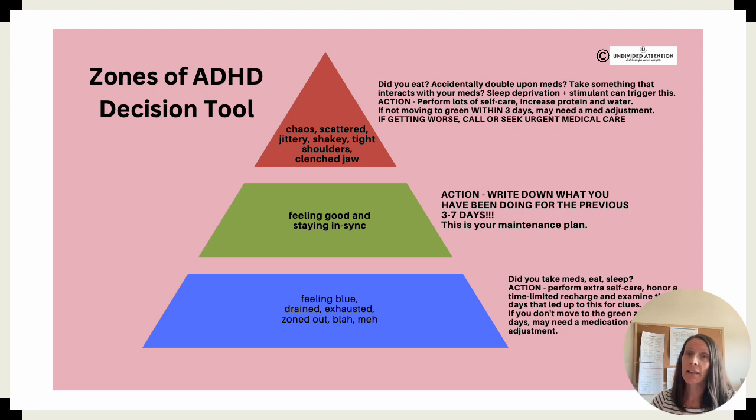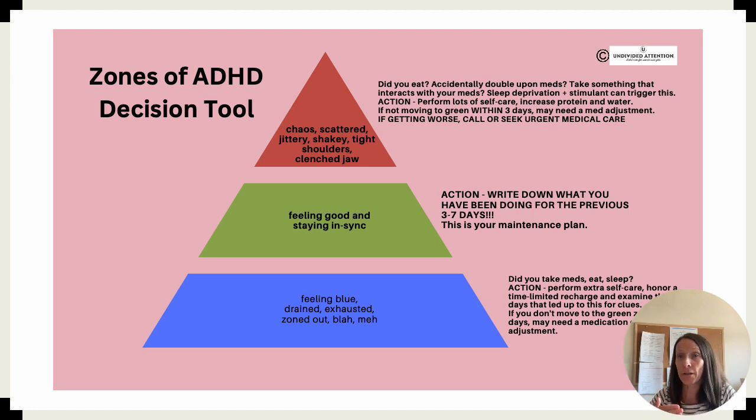And again, like I said, if you're in that green zone and you've been on a roll, write down everything you're doing. Write down everything that you've done for the previous 3 to 7 days, because that's your maintenance plan. And if you don't write it down and you dip down into the blue zone for a couple days, you won't remember what you were doing that was making you feel good.